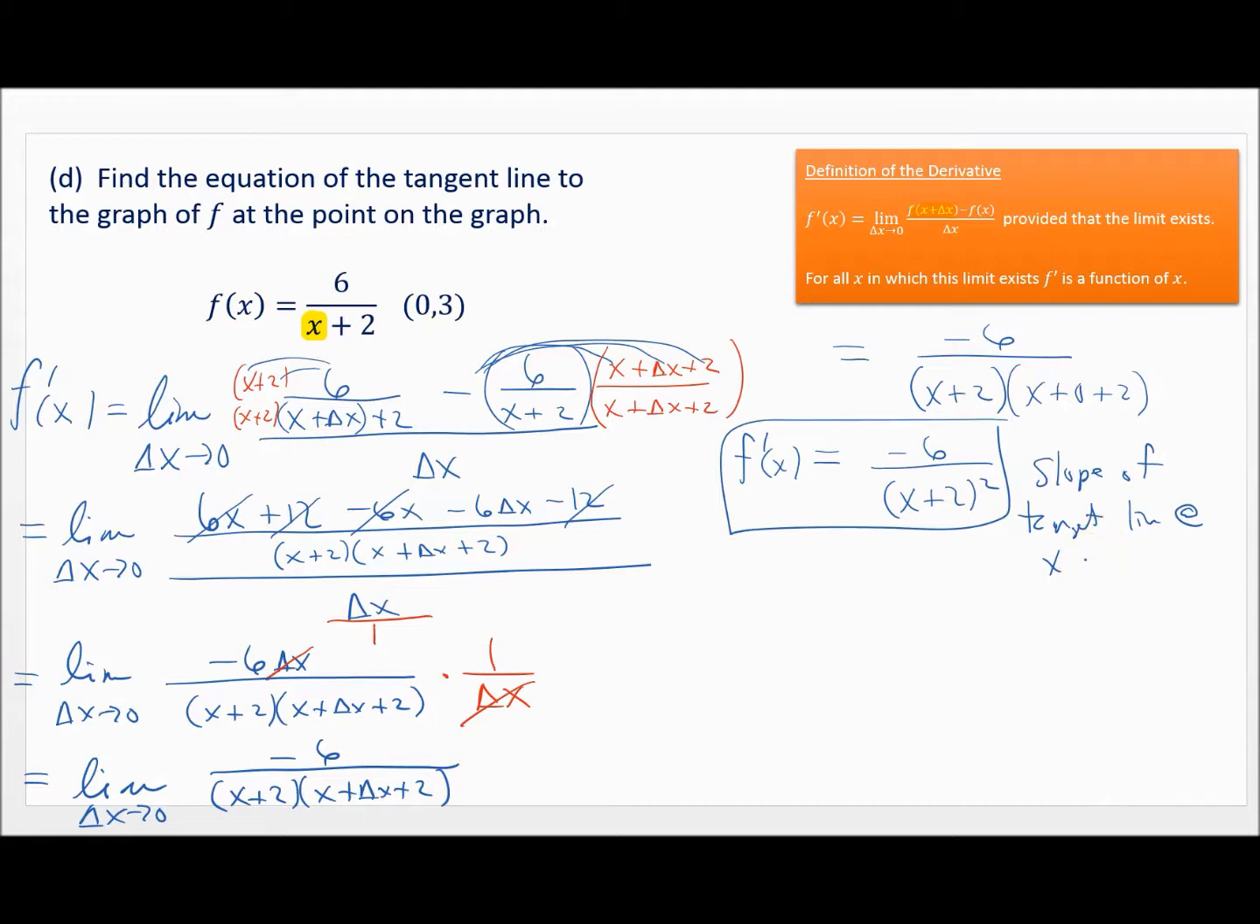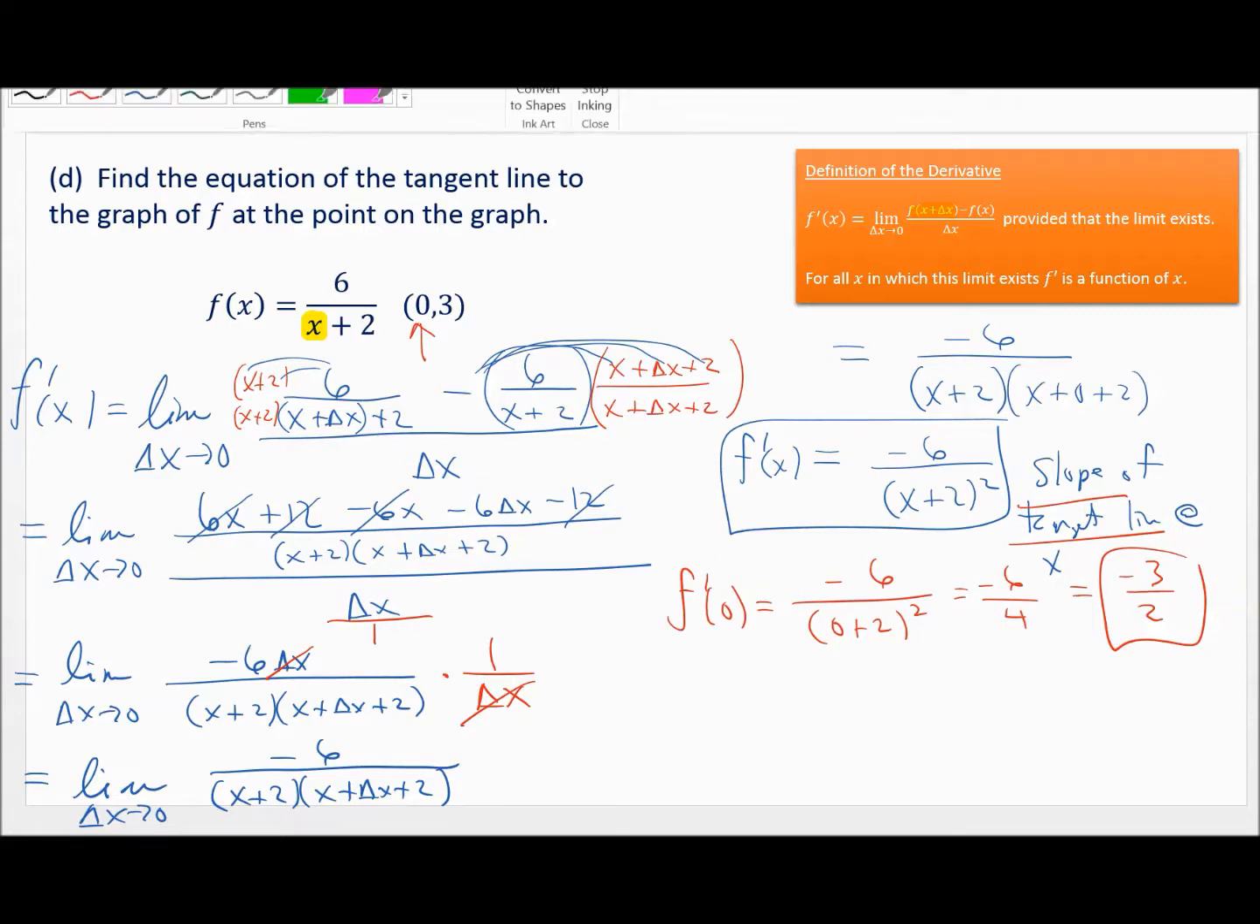Now, what is our x in our problem? I'm going to change colors because we're changing steps here. We have x equals 0 right there. So I'm going to plug in 0 into my derivative. So I'm finding f prime of 0. That's -6 over 0 plus 2 squared, which gives us -6 over 4, which is -3/2. What have I got there? That is the slope of the tangent line at x equals 0.